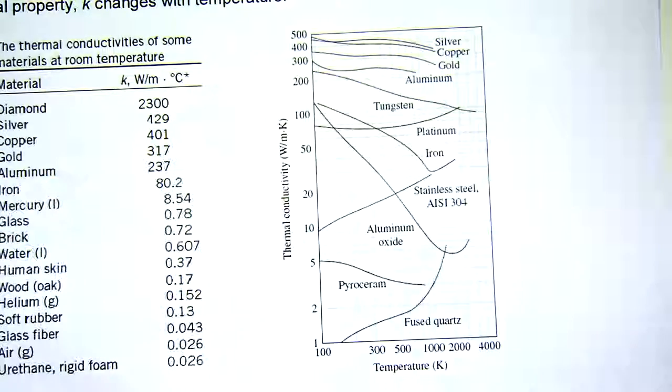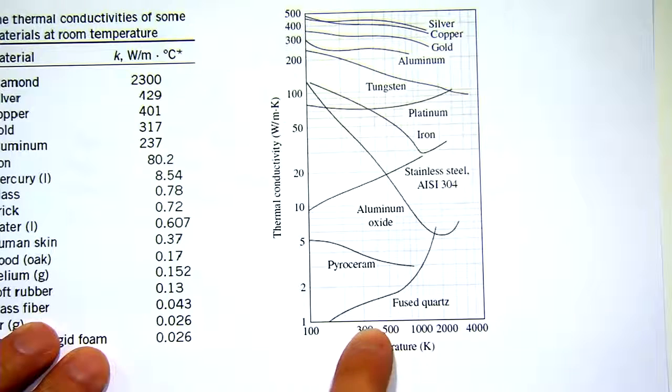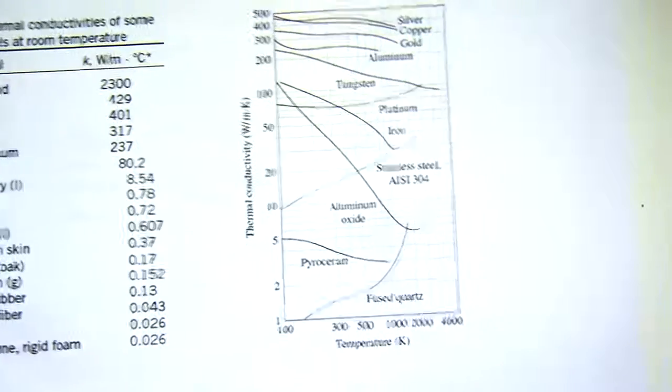But overall, the temperature difference we're dealing with in the problem is not very large. Here one division corresponds to 100 degrees C. So if the temperature difference is not very large, the K value change is not significant. So in many cases, we treat it as a constant, which is a reasonable thing. But if the problem says that K needs to be treated as a function of temperature, then certainly you want to follow that.